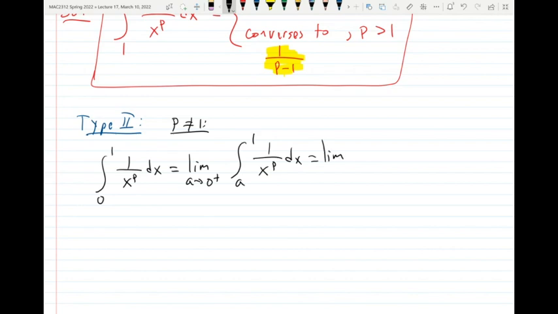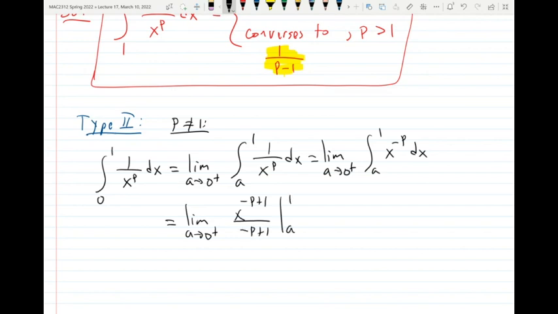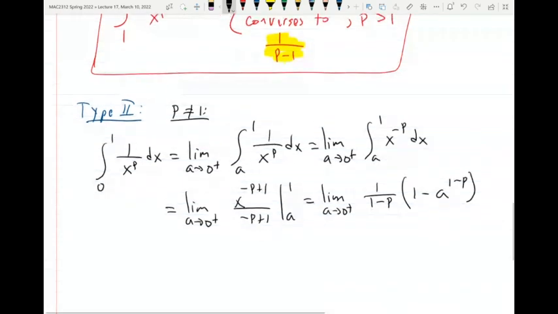So p is different than 1, so we can bring it to the top to use power rule. So we have the limit as a approaches 0 from the right of x to the negative p plus 1 over negative p plus 1 from a to 1. Again, I'm going to factor out 1 over 1 minus p, and then plug in 1 minus plug in a. So you get a to the negative p plus 1, or 1 minus p. And let's take this limit now.